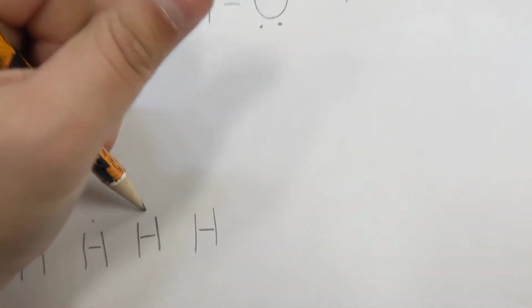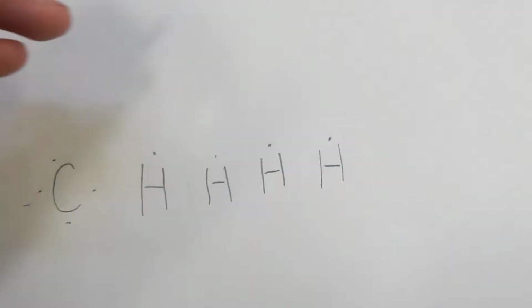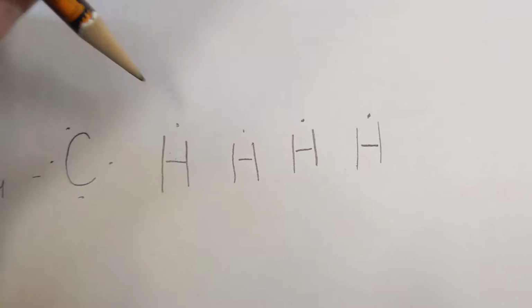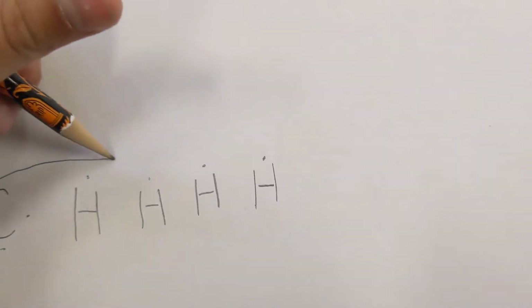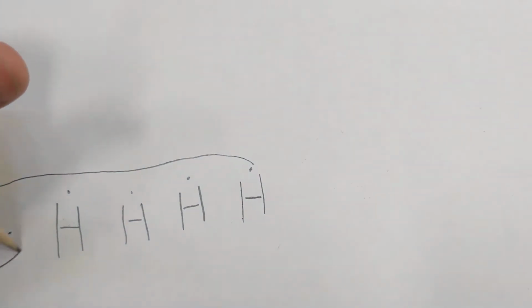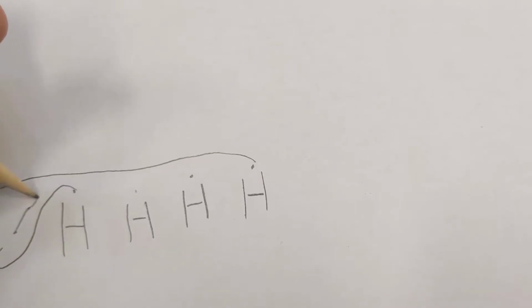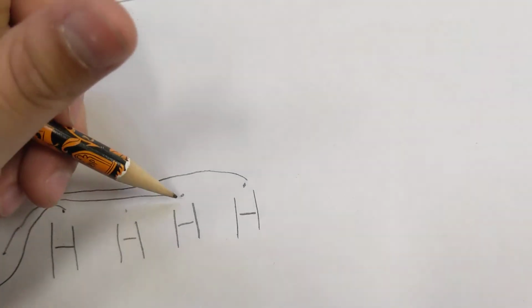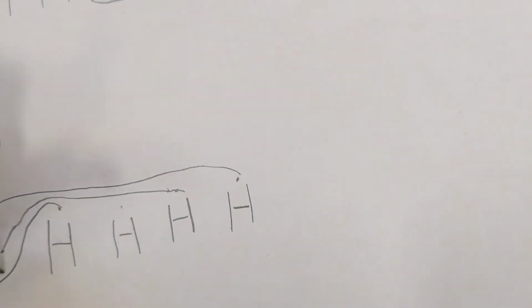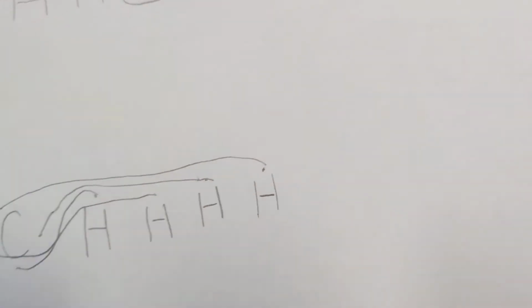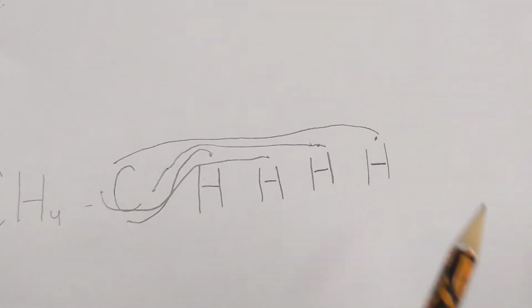1, 2, 3, 4. So we're going to move these over because carbon wants 8 and the hydrogens only want 2. So we're going to scoot that all the way over here, all the way over here, and so on. And then eventually, all the hydrogens are going to have 2 valence electrons, and carbon is going to have 8. So that's how it works.